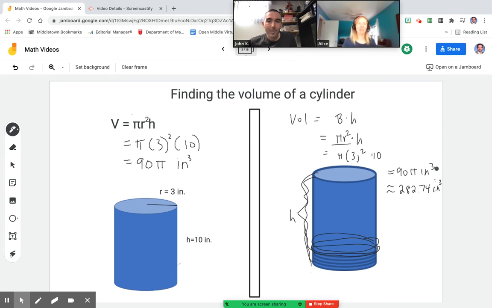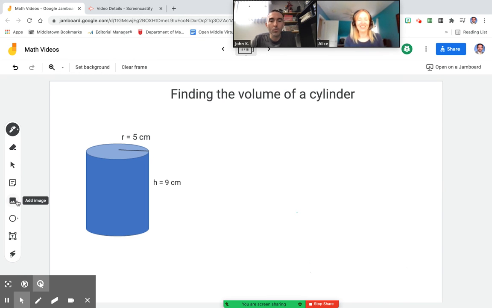Wonderful. Well, I'm ready to find the volume of a cylinder. Okay, so now I'm going to find the volume of a cylinder with a radius of 5 centimeters and a height of 9 centimeters. If instead they had given us a diameter, we could just cut the diameter in half. If they gave us a cylinder with a diameter of 10 centimeters, we just cut it in half, say, okay, radius is 5, and go on from there.